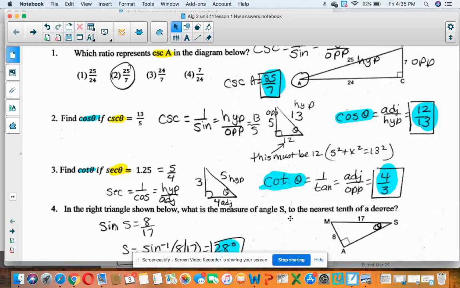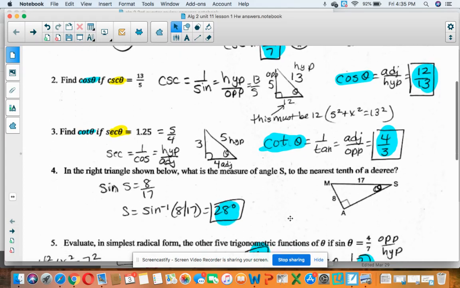In number 4, they want me to find the measure of angle S to the nearest tenth of a degree. So this is a problem that we did last year back in geometry, basic trig. Since this is opposite and this is hypotenuse, I'm going to use sine. So the sine of S equals opposite, which is 8, over hypotenuse, which is 17. Remember, when the angle is the thing I'm trying to find, I'm going to use the inverse button on my calculator. So second sine of 8 divided by 17 is 28.